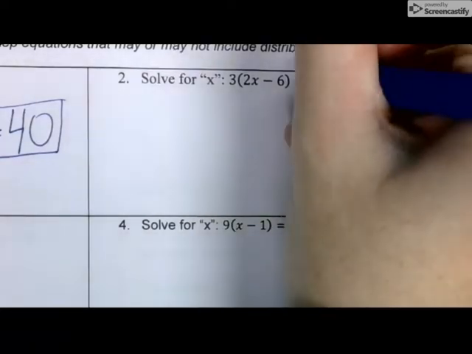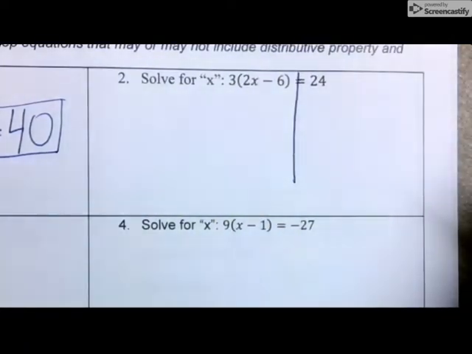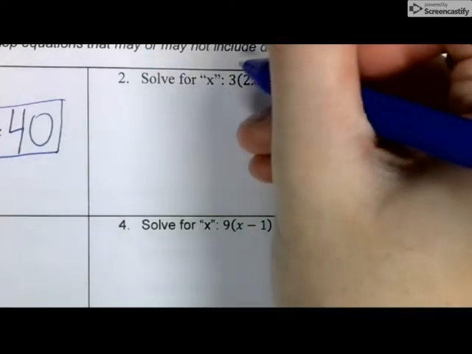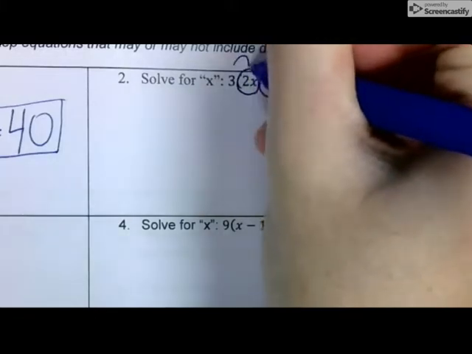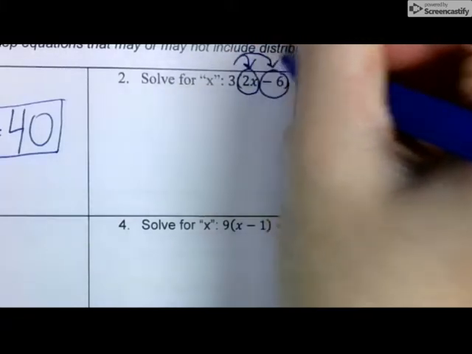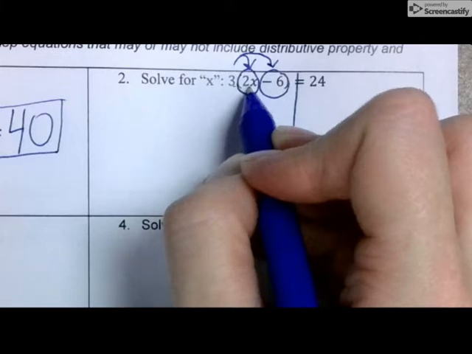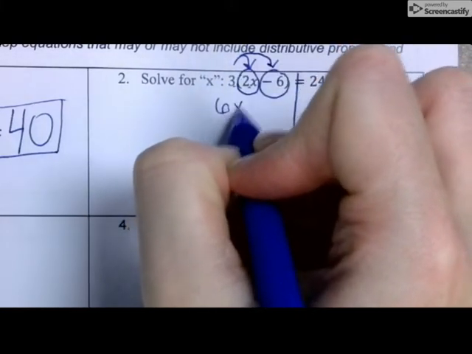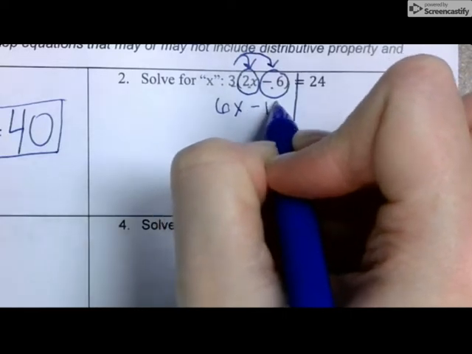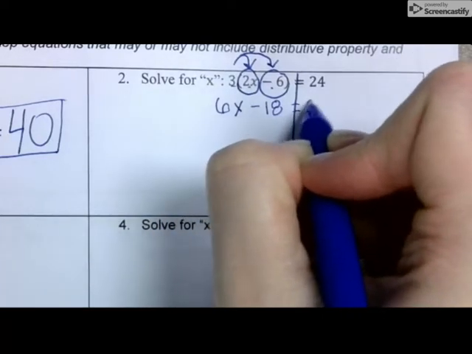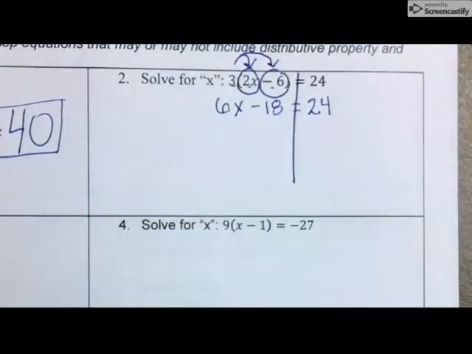we are going to draw our barrier. It's kind of difficult to circle what we want to get alone. So, is there anything to distribute? Yes. Okay. So, what is 3 times 2x? 6x. What is 3 times negative 6? Negative 18. Equals positive 24.